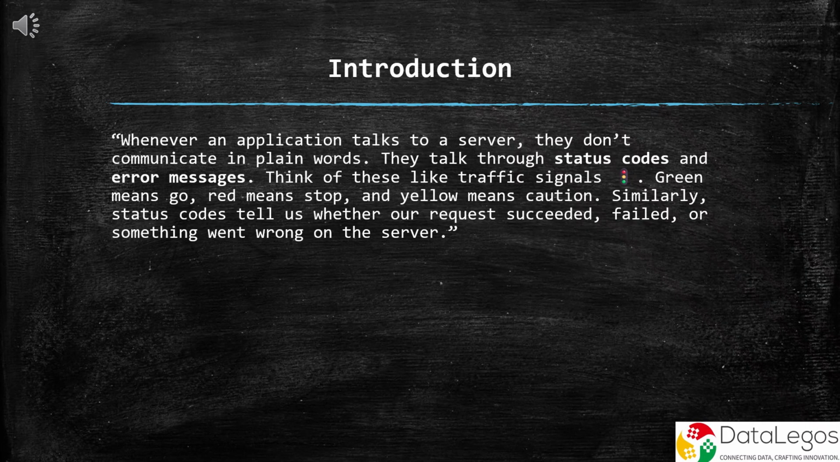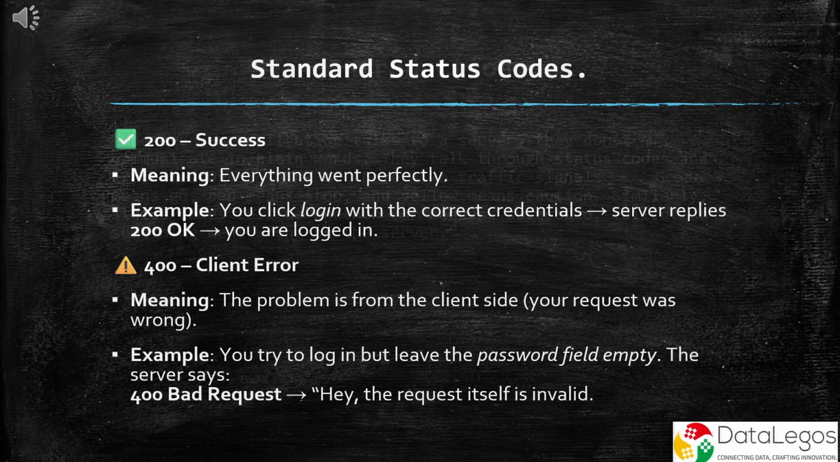When an application communicates with a server, they don't use plain language, they use status codes and error messages. Think of these as a form of traffic signals for our digital world. Just like a traffic light tells you to go, stop, or be cautious, status codes tell us if a request was successful, if it failed, or if something went wrong on the server's end. They are the universal language that helps clients and servers understand each other.